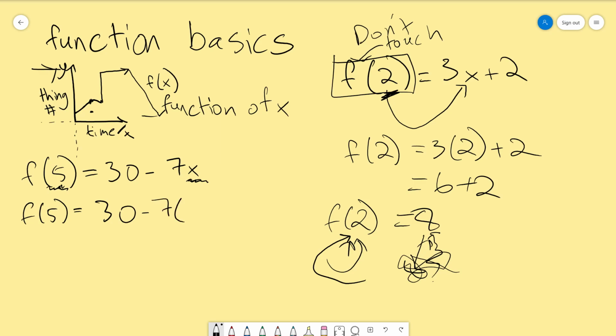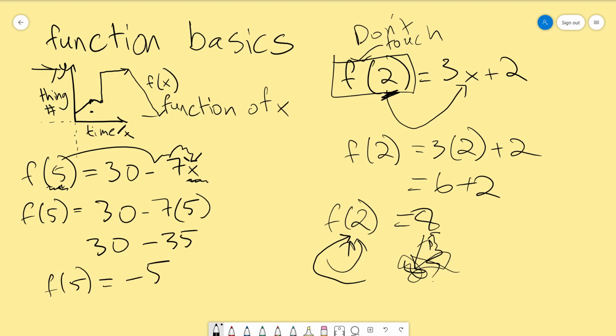But instead of x, what are we going to put now? Put that 5 in there. Bam. 7 times 5, 35. And after 5 days or 5 something, we have negative 5. So, you know, after 5 days, we have negative $5 or something like that.